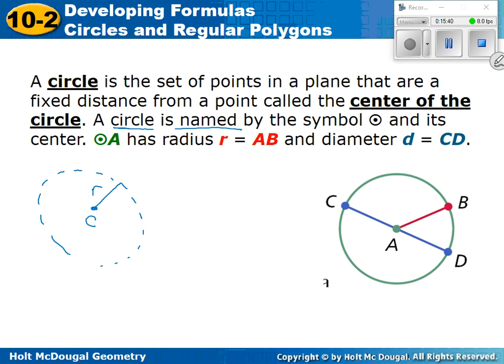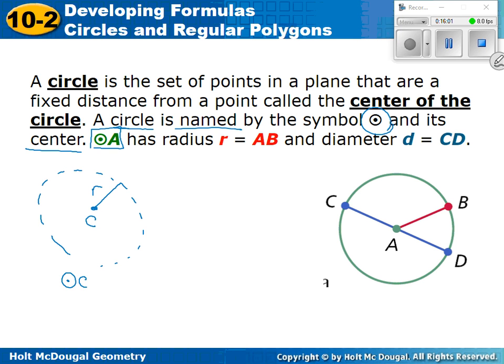So make sure you note this in your notes. You use this symbol and the center. So if I want to name that circle, I would call it circle A. If I want to name this circle, I would call it circle C. You draw a little circle, you put a dot in it, and then you use the letter that's the center. That's really the only thing we need to talk about here.